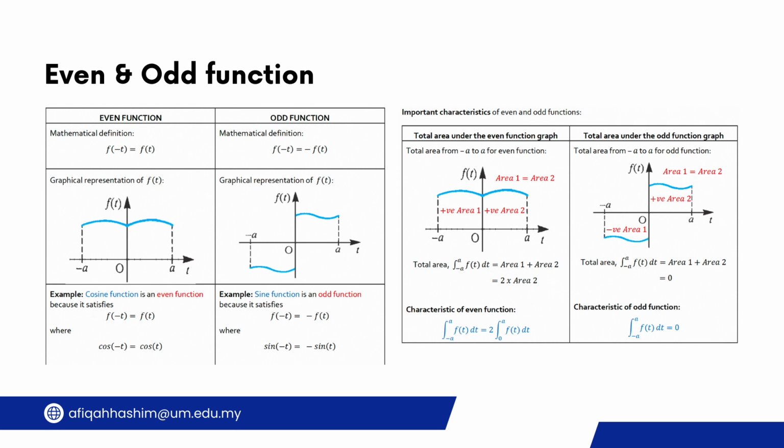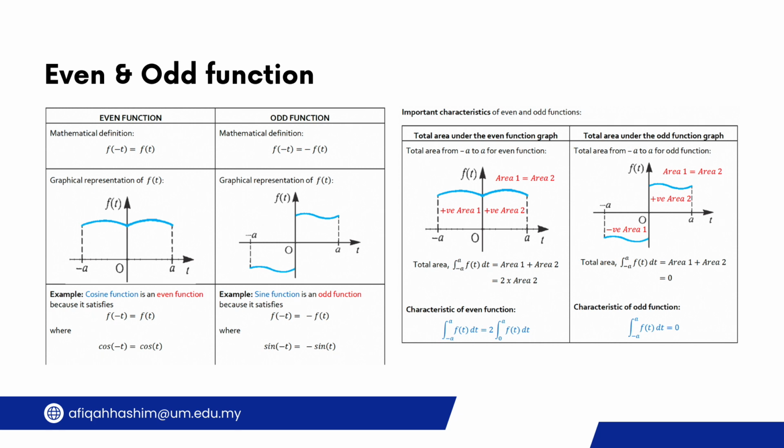Okay, so the cosine function is an even function because it satisfies f of negative t equal to f of t, where cos of negative t is equal to cos t. And the sine function is an odd function because it satisfies f of negative t equal to negative f of t, where sine of negative t is equal to negative sine t.